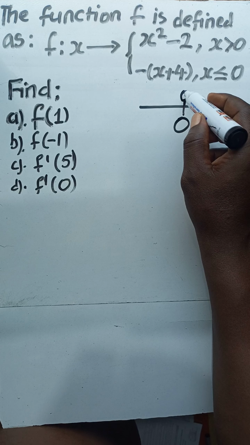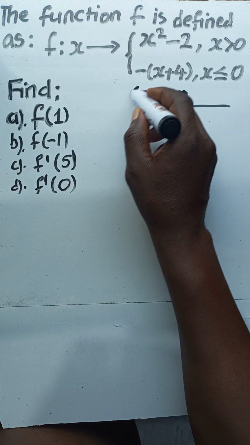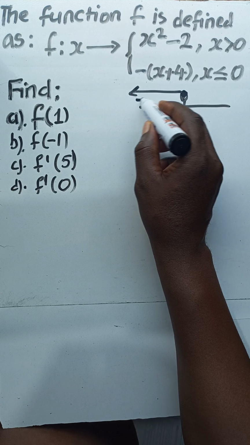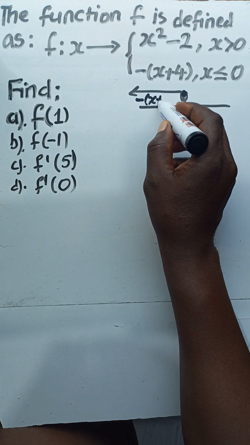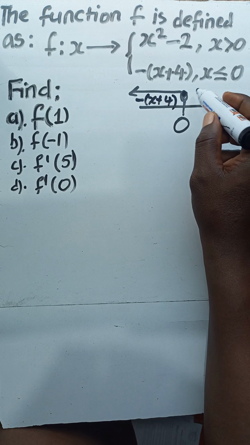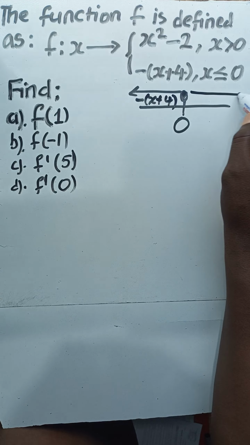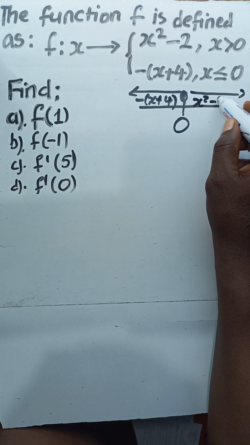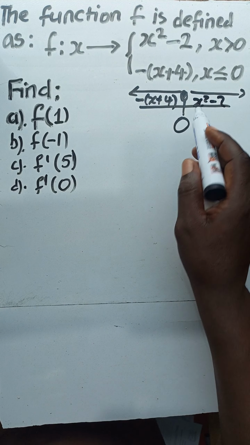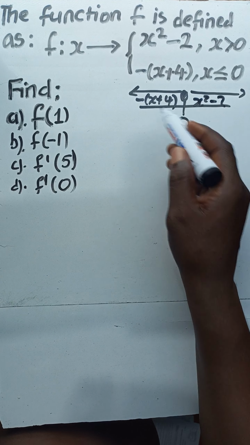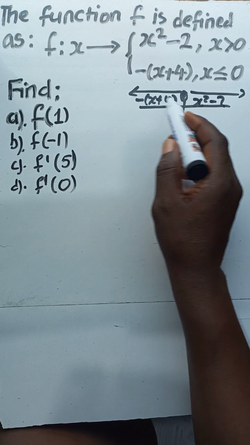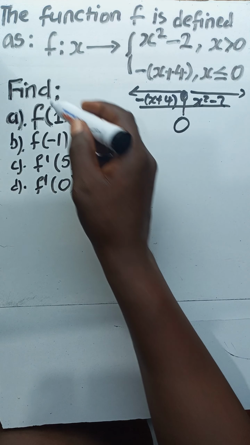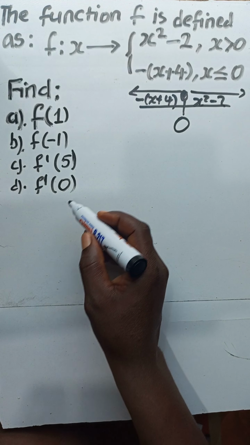For all values 0 and below, the function is defined as negative x plus 4. And for all values to the right of 0, the function is defined as x squared minus 2. So with this background knowledge of the definition of the function in piecewise form, we can now carry out our working here.